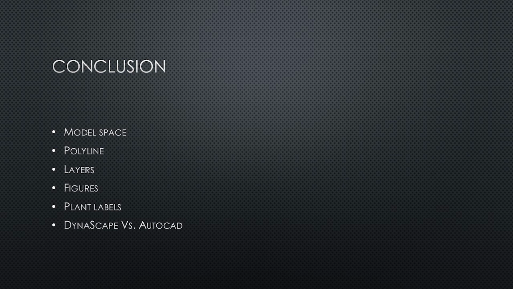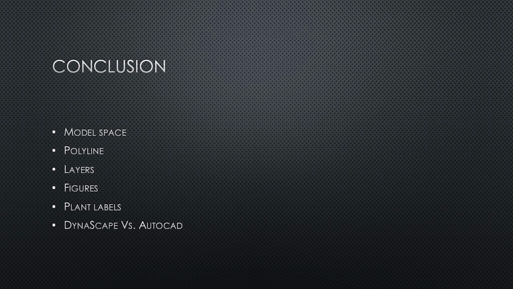DynaScape has pre-loaded layers to visually organize your drawing and can be edited, or you can create a new layer by clicking on the Edit Active List button. Figures are pre-drawn images like a tree or a shrub that can be placed into your drawing and is automatically colored and placed into your layers. Plant labels can be made by typing a species name into DynaScape's plant database and then inserted to the drawing. Doing so, DynaScape will create a plant list of all the plants in your drawing.